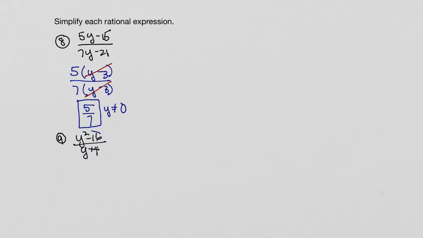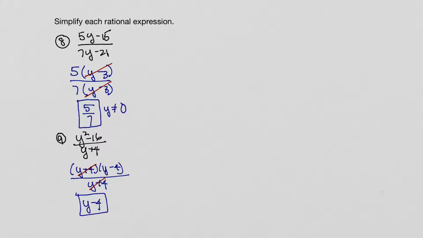Let's factor this. Difference of 2 squares up there, oh, that makes a big mess. Difference of 2 squares up here. So let's factor. We will get y plus 4, y minus 4, right, those conjugates, all over that y plus 4. And now we can see that this y plus 4 here will cancel with this one, and we're going to be left with 1 times y minus 4, which is y minus 4.